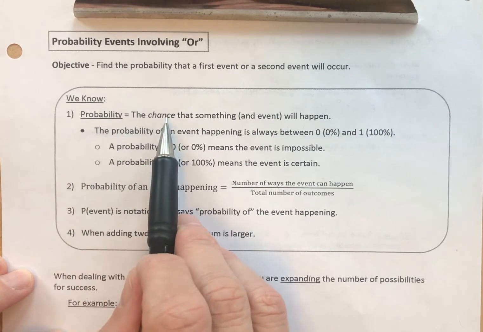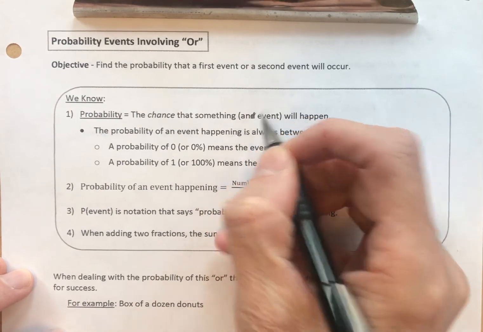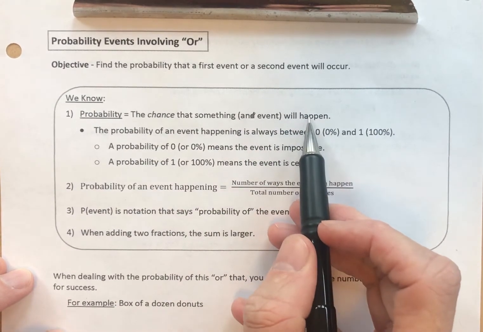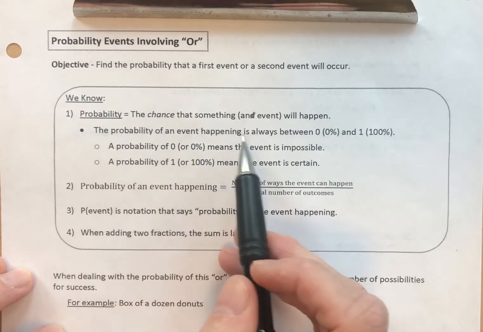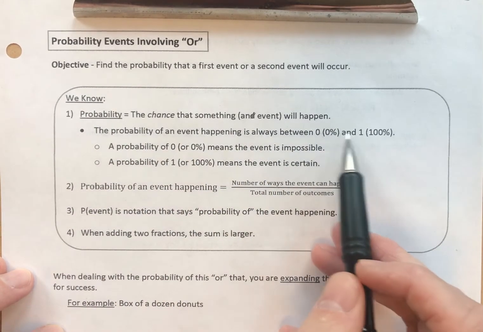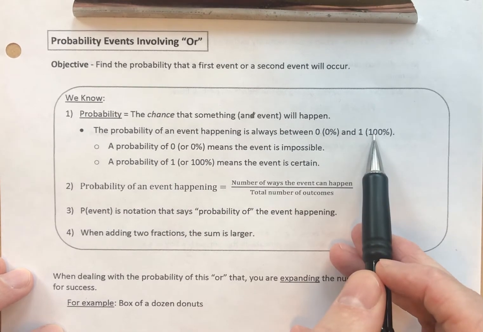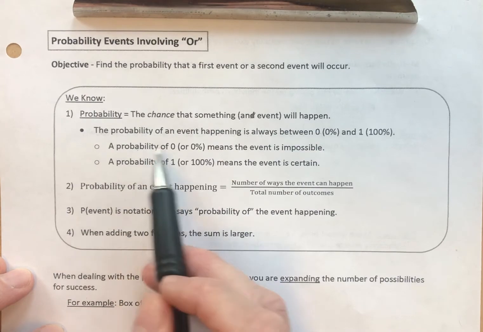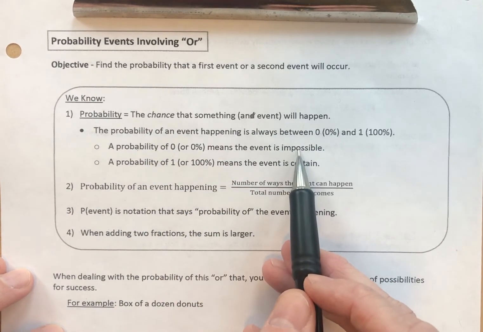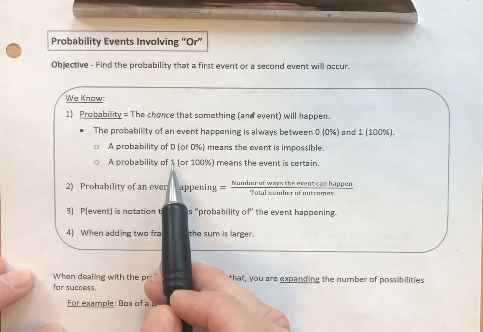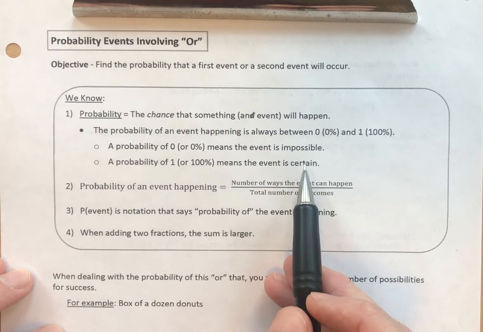It's the chance that an event will happen. As we know, the probability of an event happening is always between 0 and 1, or between 0% and 100%. A probability of 0 or 0% means the event is impossible. A probability of 1 or 100% means the event is certain.